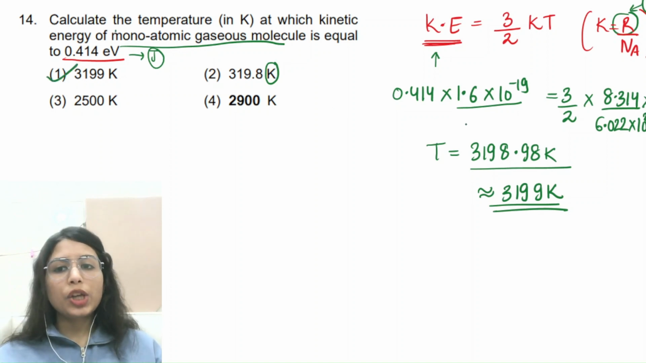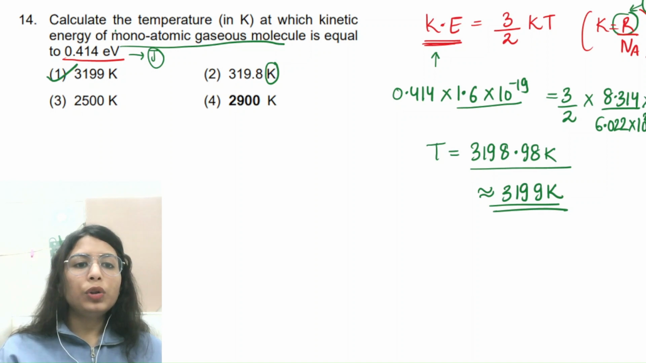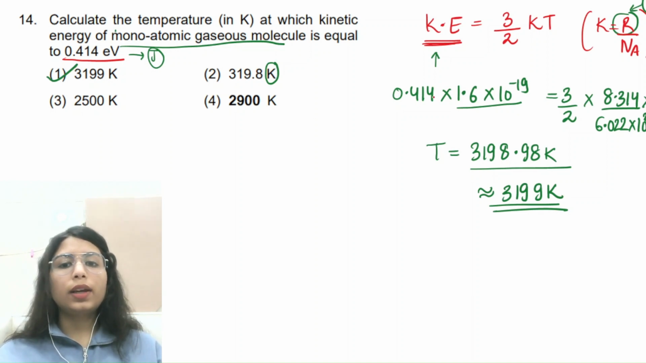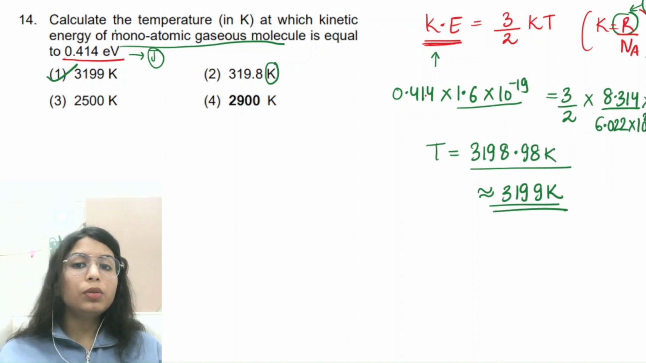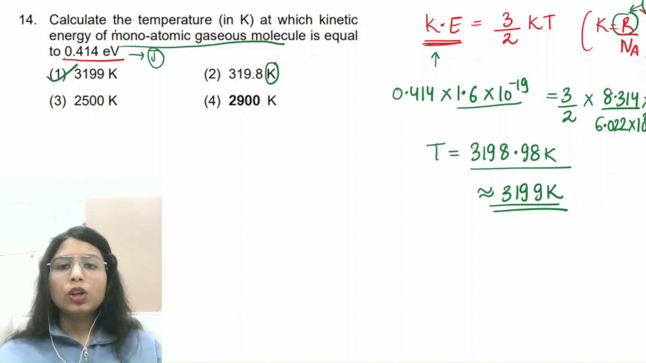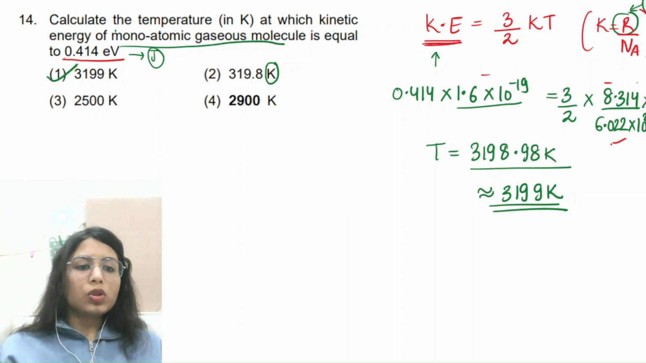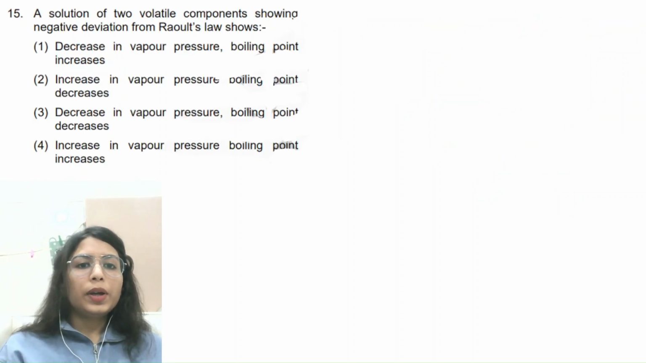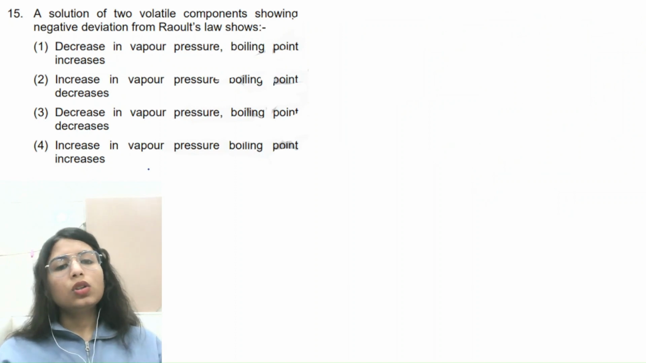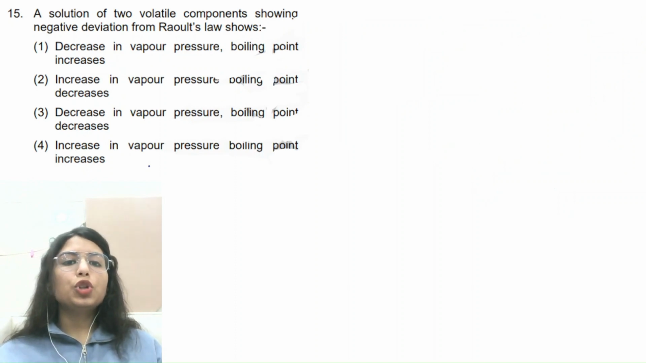You can solve this and check it, but all I want to say in this question is that you have to take care of the units, because here temperature has to be in Kelvin, so you have to cancel out all the rest of the units. Joules cancel out, per mole cancels out, and that's how you can check your answer. Let's now move on to another question, that is our 15th question. Here it is asking: a solution of two volatile components showing negative deviation from Raoult's law shows.